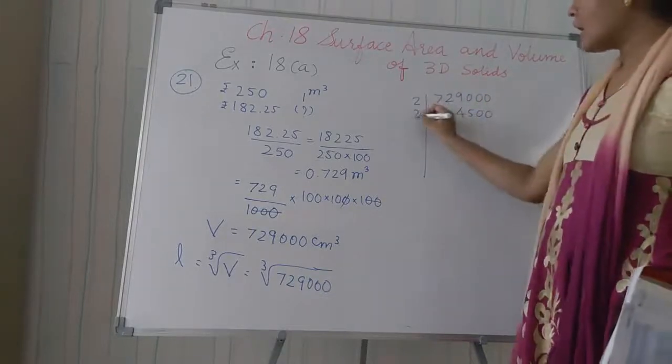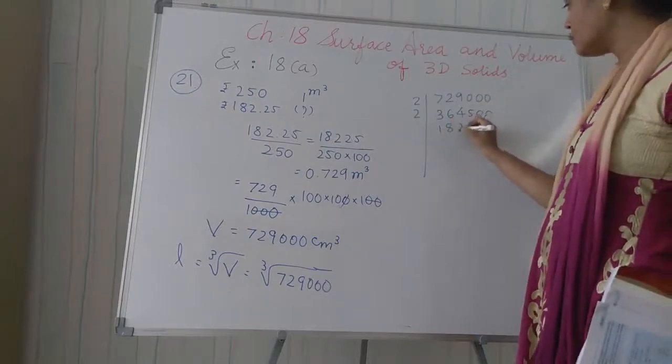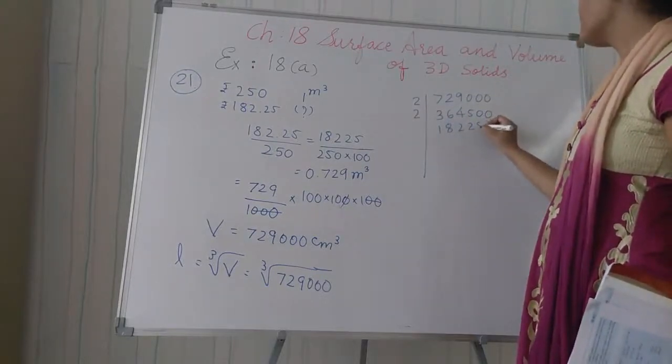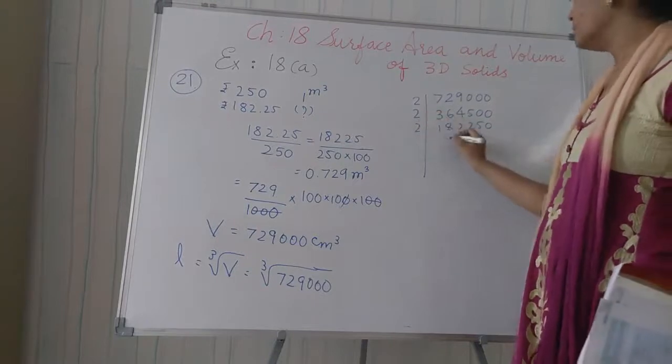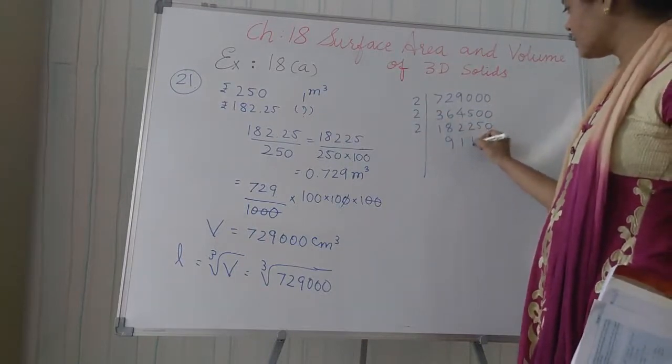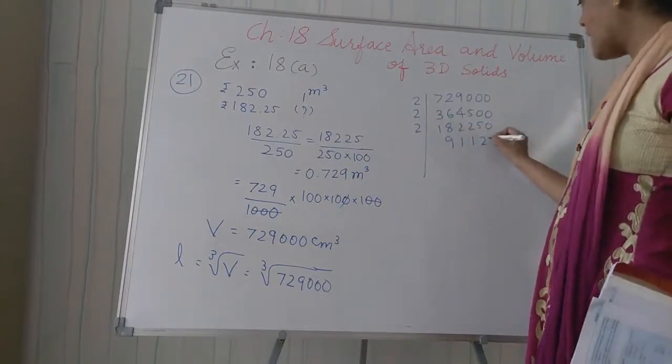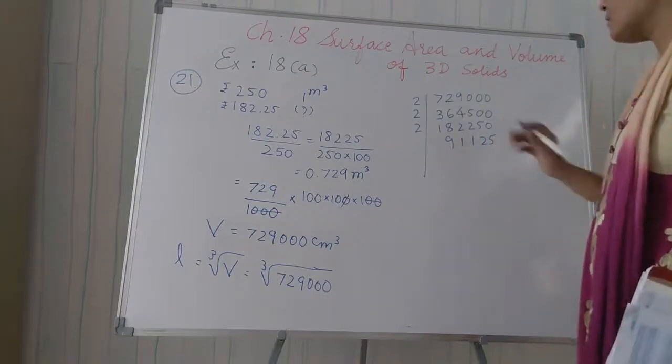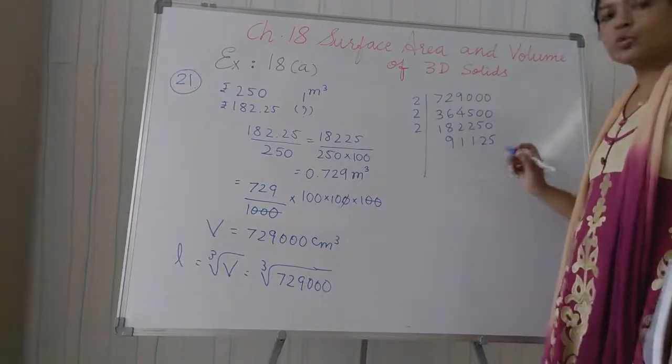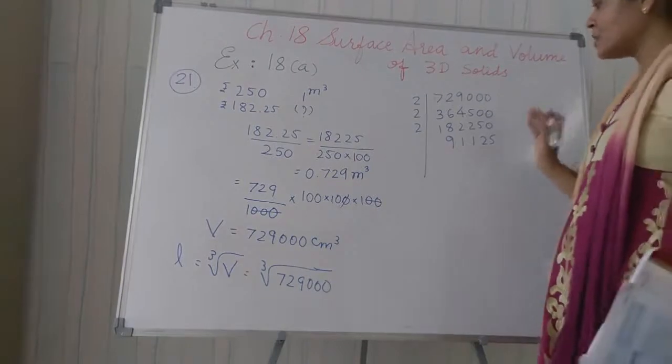Again 9 2s are 18. 2 1s are 2. 2 1s are 2. 2 2s are 4 and 5 2s are 10. Now you check whether it is possible to divide it by 3 or not.